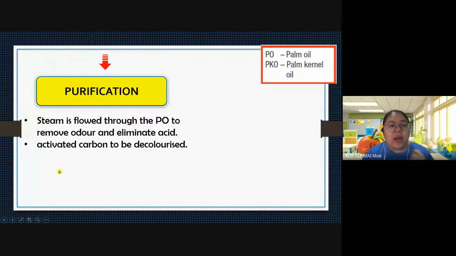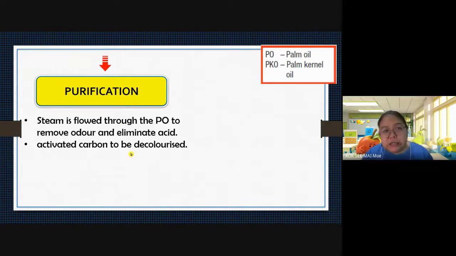After that, they activate the carbon to decolorize. Maybe it still has color. After that, they want to decolorize. So they do the purification. They want to remove the color. After that, they need to do purification.